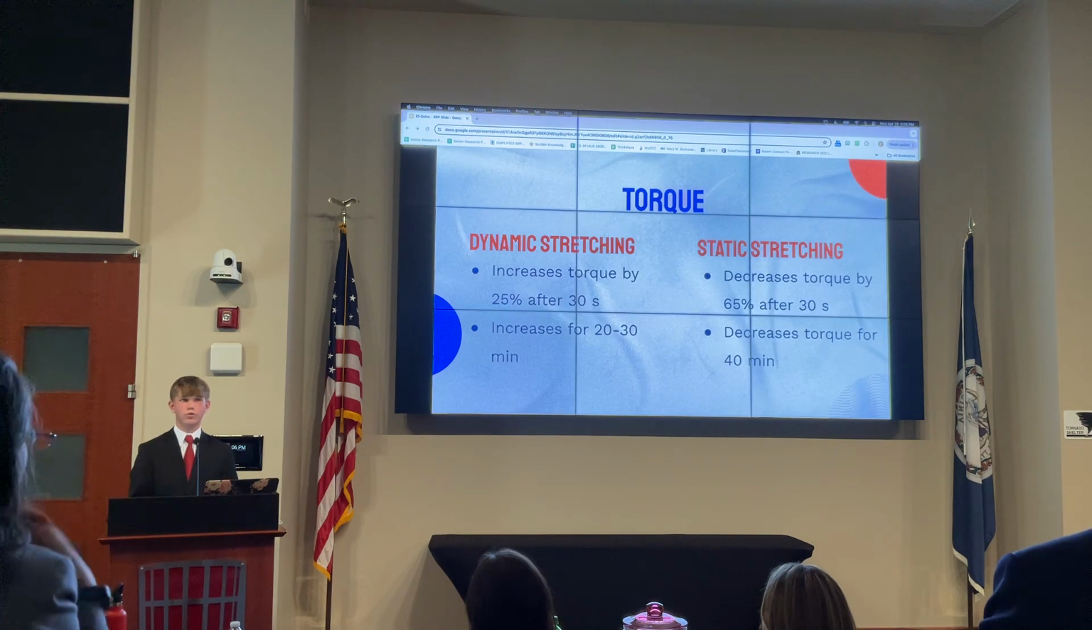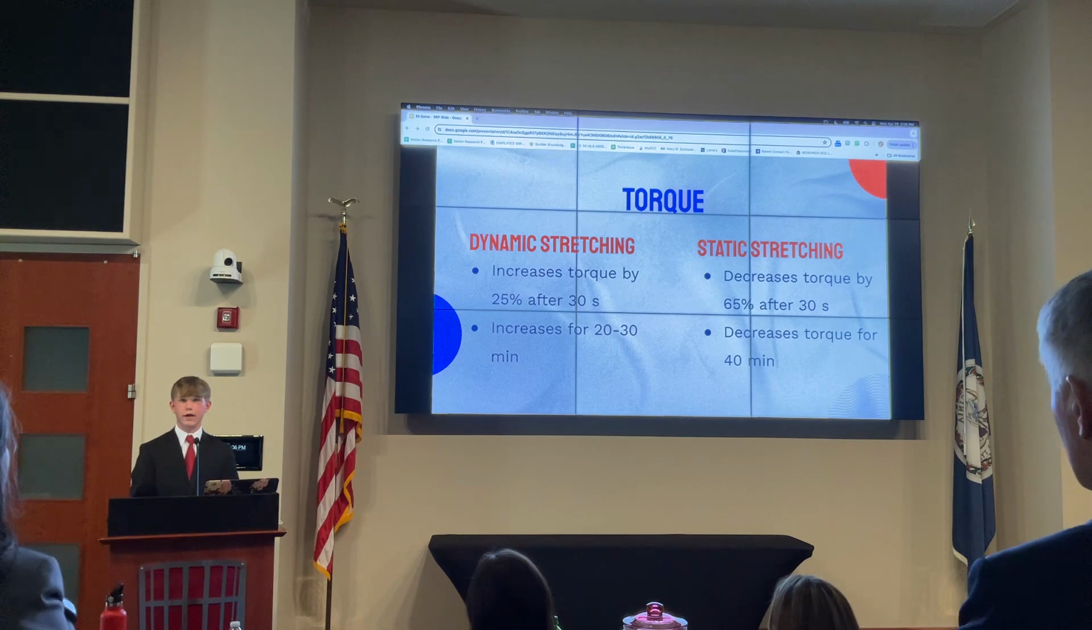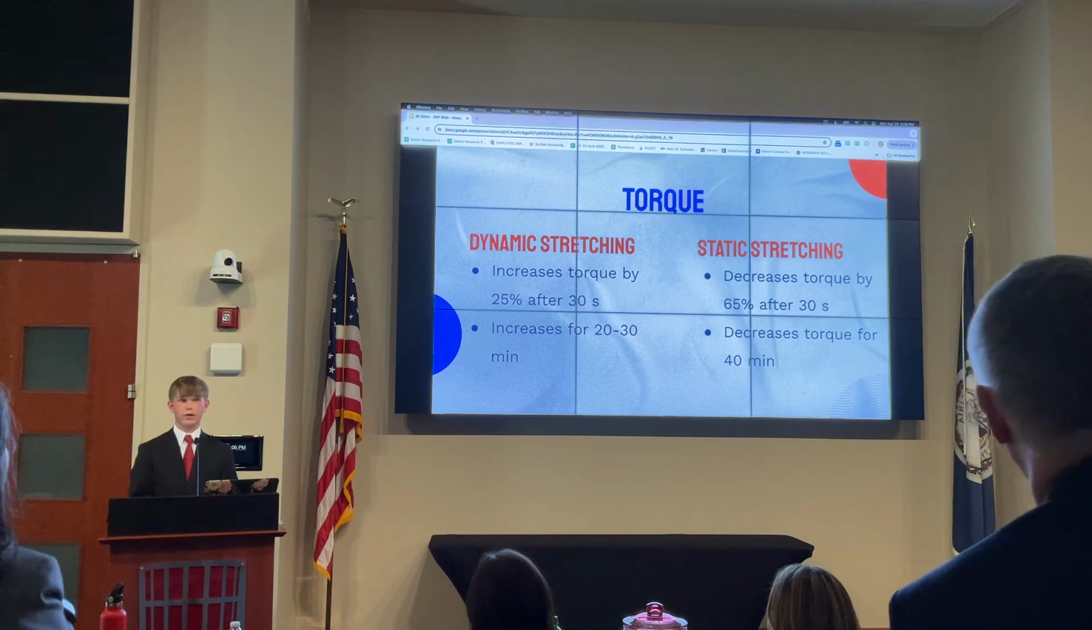Along with muscle strength, torque is affected when stretching occurs. Torque is a measure of the force that can cause an object to rotate about an axis. A study which focused on the effects stretching has on the knee extensor muscle found that dynamic stretching for 30 seconds increased torque by 25%, which lasts between 20 to 30 minutes. They also found that 30 seconds of static stretching decreased torque by 65%, which lasted for 40 minutes.